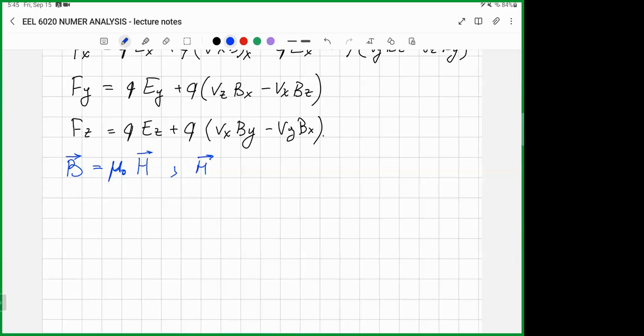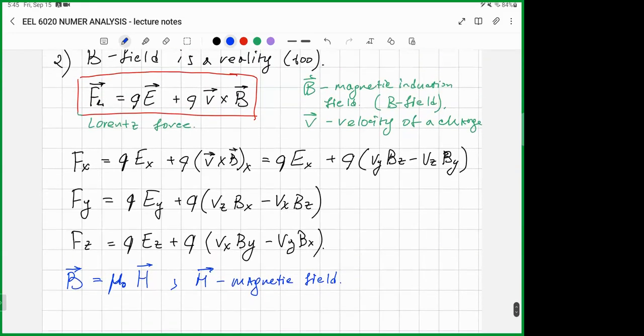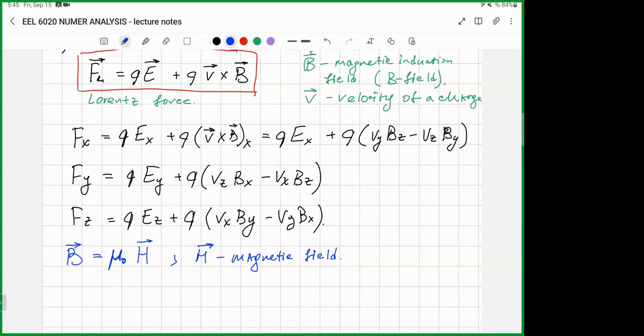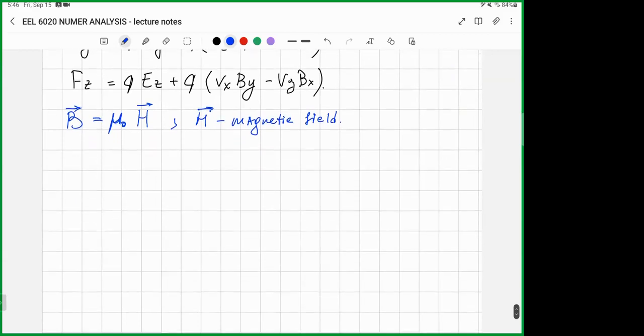So the H field is also named just magnetic field. So you see, sometimes we call B the magnetic field, and H is also the magnetic field. Because the actual name of the B field is magnetic induction field, but usually we omit the word induction and just say magnetic field. From the context, it's usually clear what we are talking about.